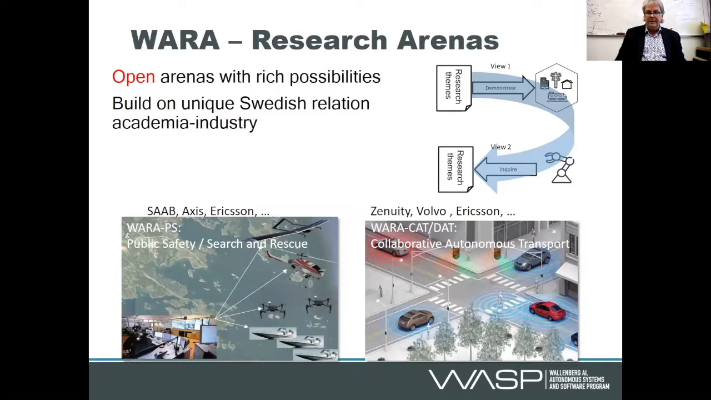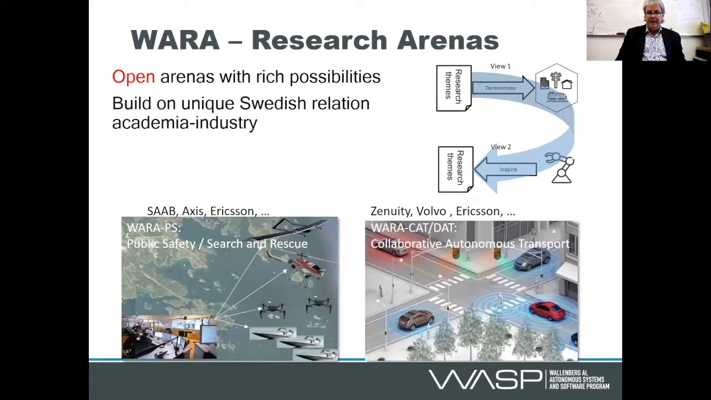The one that has gotten off best so far is the VARA PS, VARA Public Safety. It is run mostly by Saab, but also Axis and Ericsson participate. So this is currently about a search and rescue scenario, a naval search and rescue scenario where people are in some boat accident and end up in water, and then these people should be rescued using autonomous surface boats and drones that should collaborate and so on.